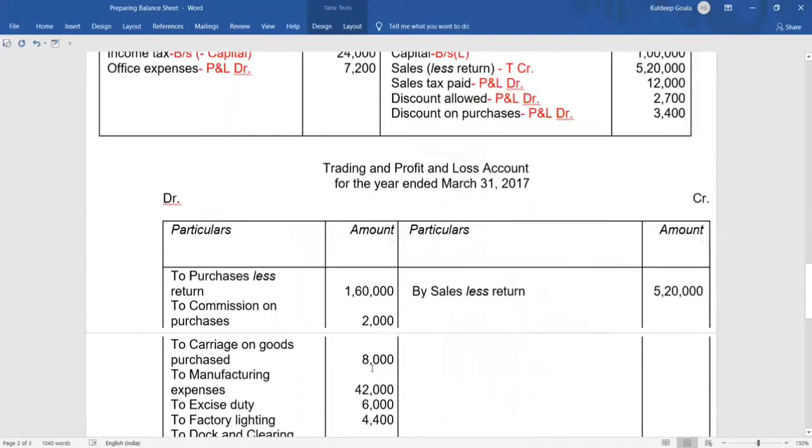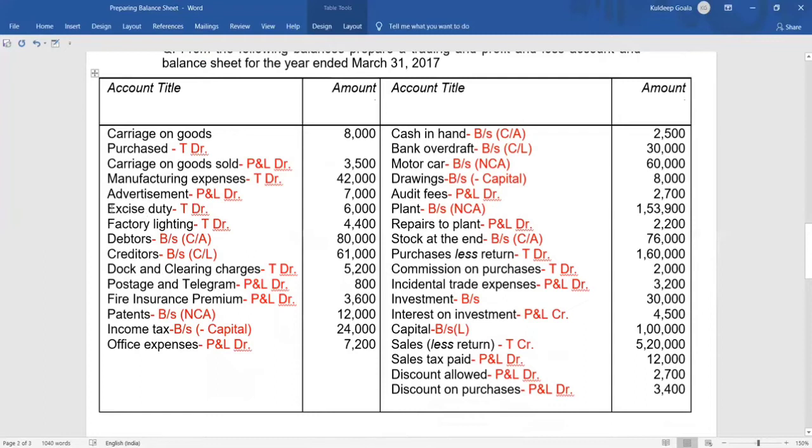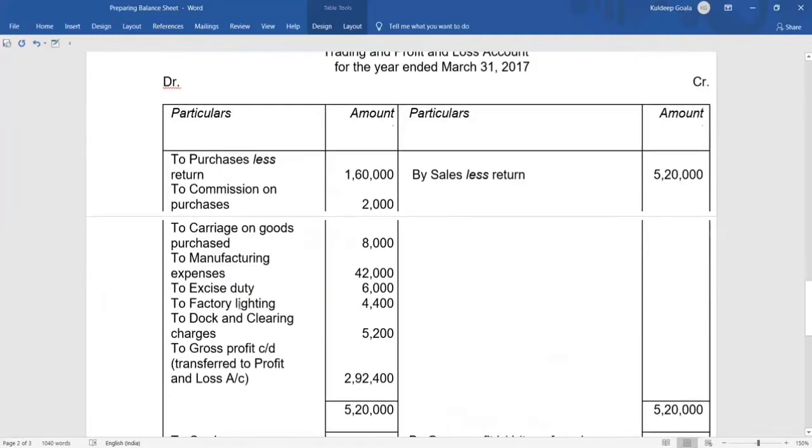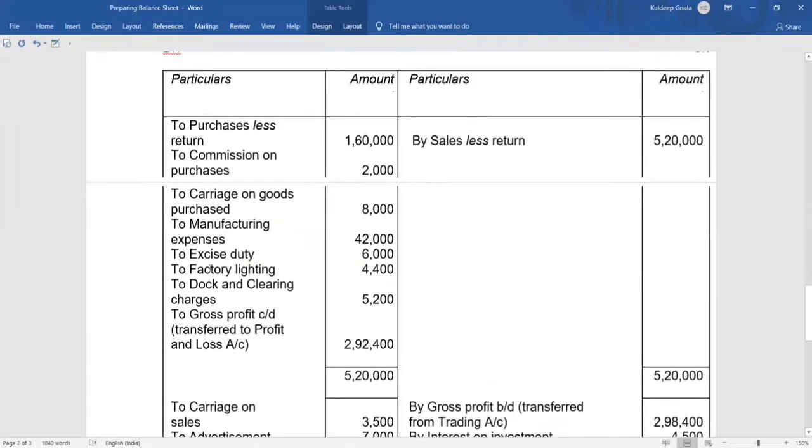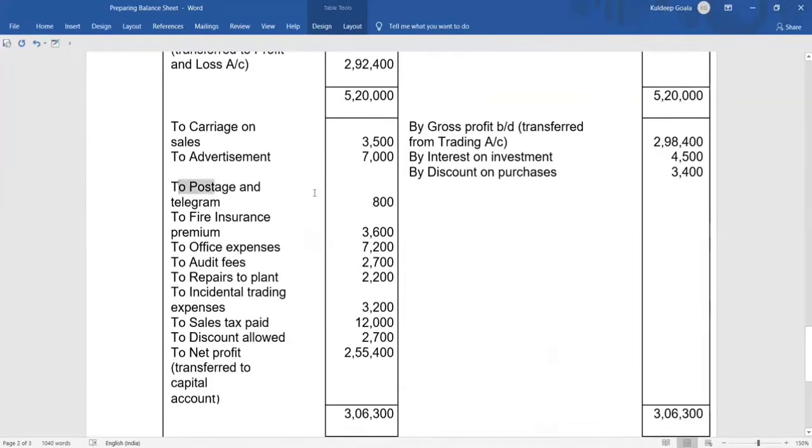After that, what is the next item? Excise duty will not come here. What is that? Postage and telegram, 800 rupees. So it will come as "To postage and telegram, 800 rupees." Clear?